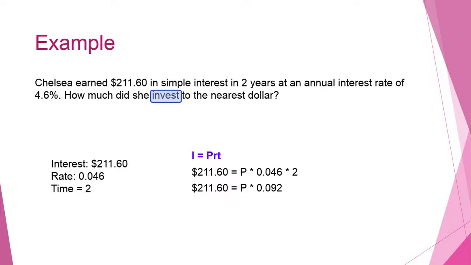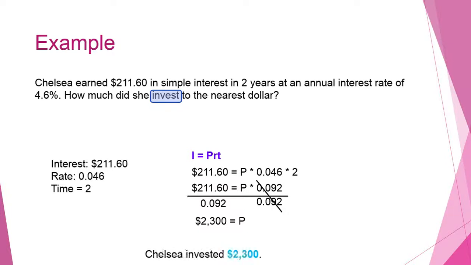Now, the goal is to get P by itself. So we need to use the opposite operation to get rid of the 0.092. Keep in mind, right now we have multiplication. The opposite of that is going to be division. So we divide both sides by 0.092, giving us a final answer of $2,300. And it did say round to the nearest dollar, so that would be the final answer.